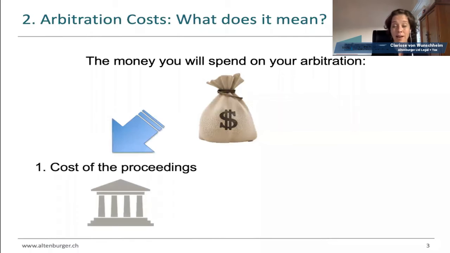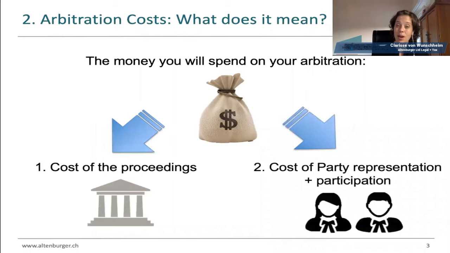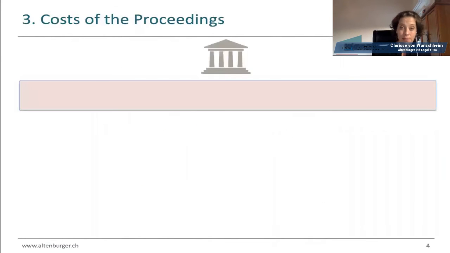On one side, you have all the costs relating to the proceedings. And on the other side, you have the costs relating to party representation and your actual participation in the proceedings. So, looking first at the costs of the proceedings, here again, you can divide it into subgroups.